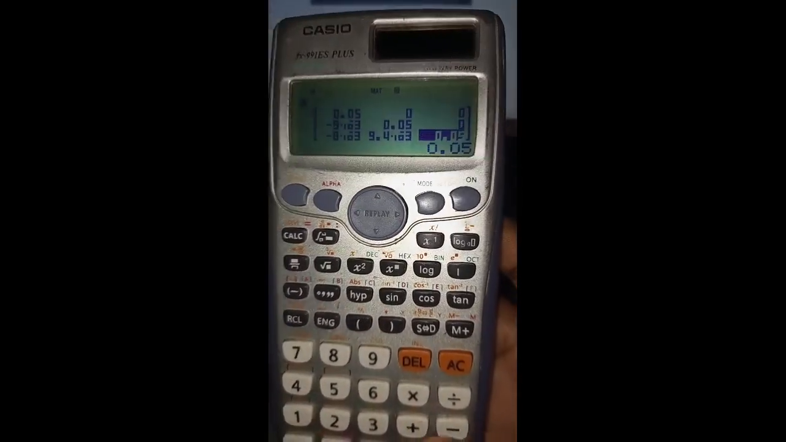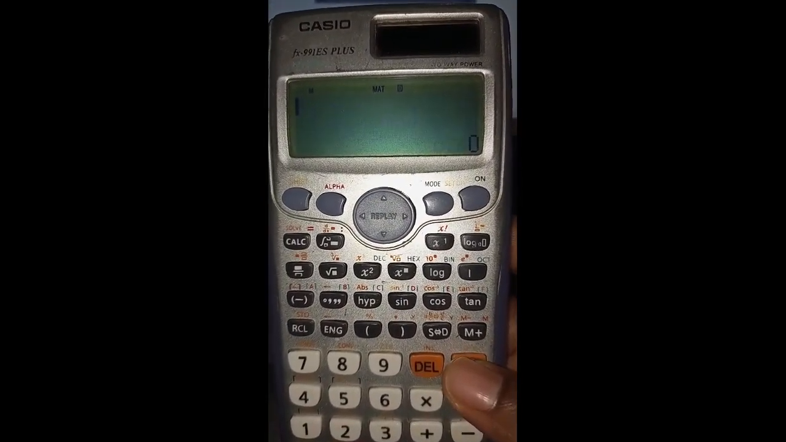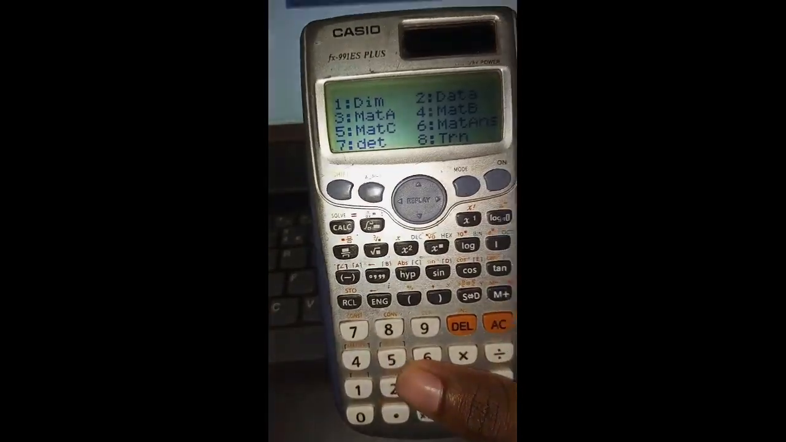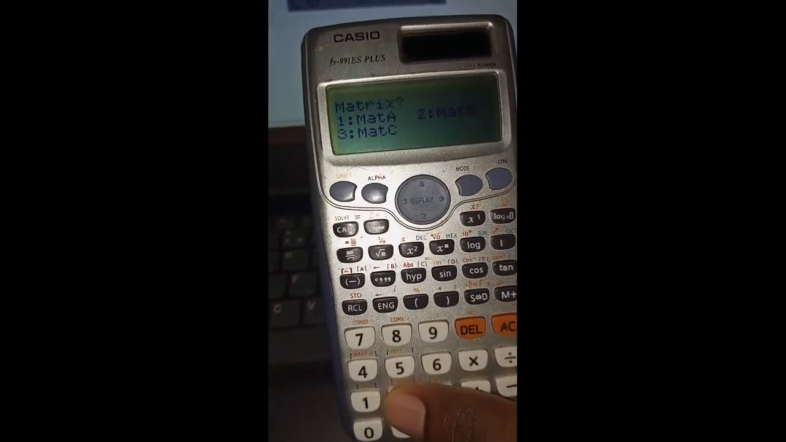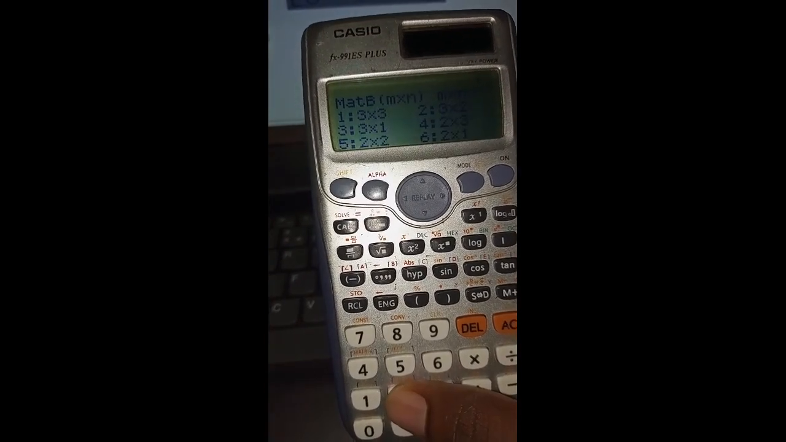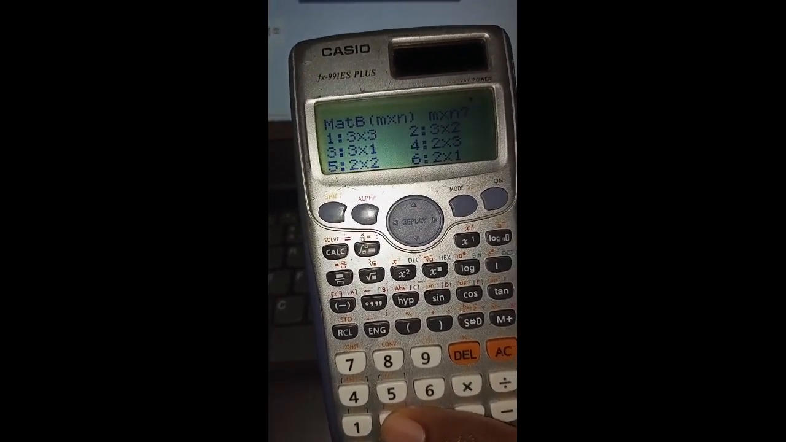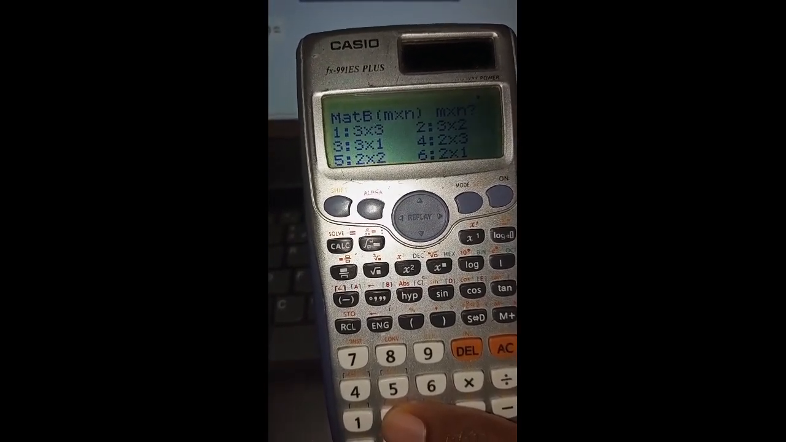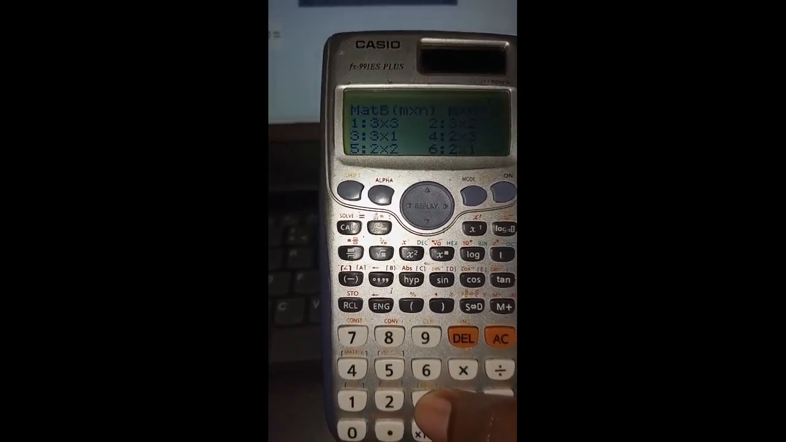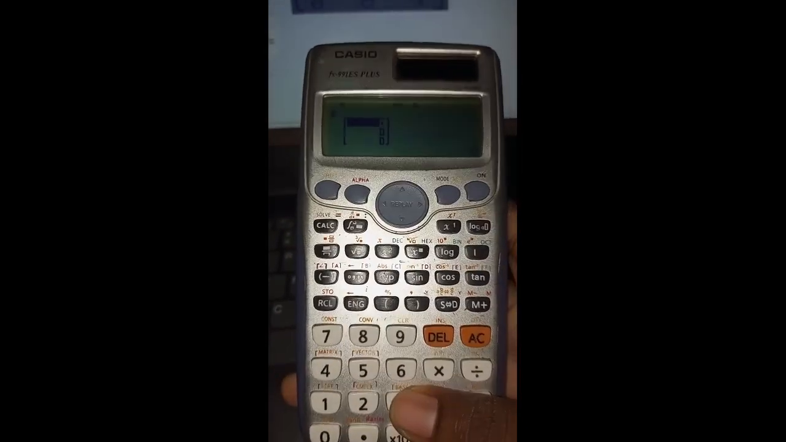So as you finish, you press AC and then you go to Shift plus 4 and then you choose Data and then you choose matrix B. Now be reminded that B is a 3 by 1 matrix, not a 3 by 3 matrix. So you select 3. Then you put in the values for B.